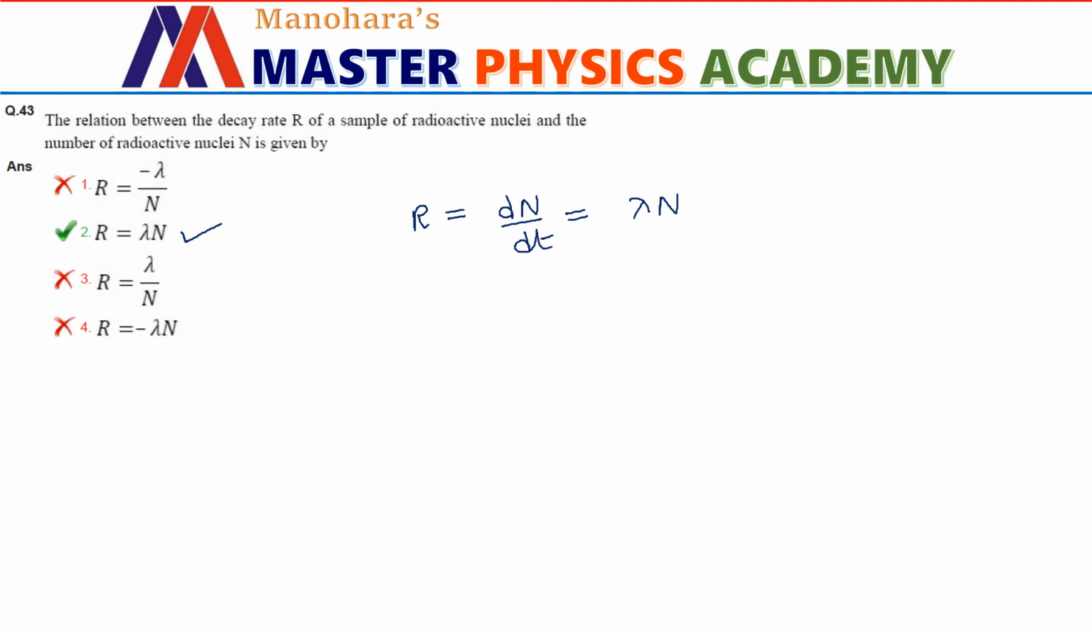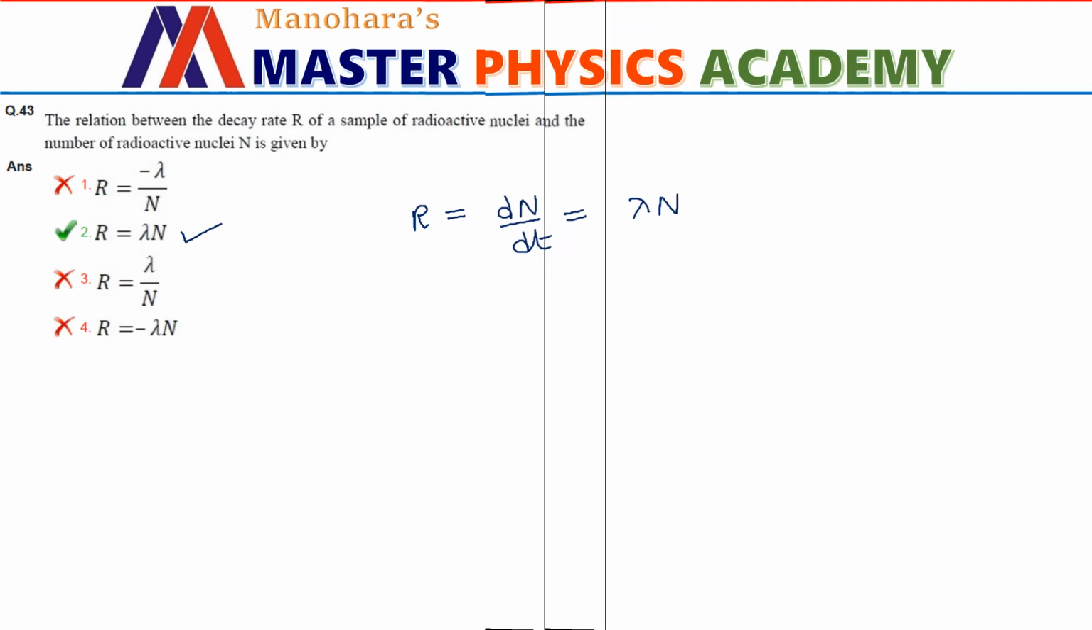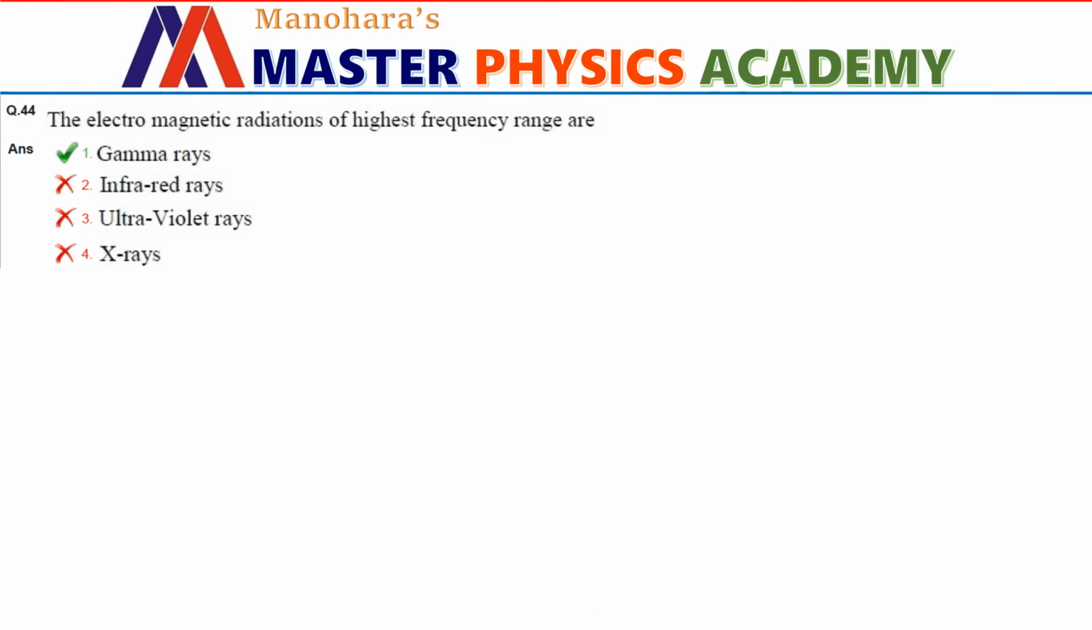Let us move on to the next question, question number 44. The electromagnetic radiations of highest frequency range are. So we know that the more the frequency, the more will be the energy. So the most energetic radiation out of the given rays is gamma rays. Hence the correct choice is gamma rays. Let's move on to the next question, question number 45.